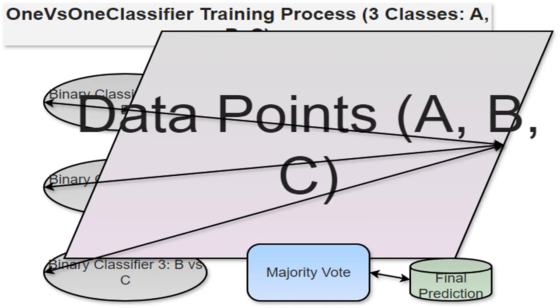This is the final outcome. After the majority vote, based on which class received the most votes from the 3 binary classifiers, that class is predicted as the final classification for a given data point. It's the conclusive answer obtained by using the 1vs1 classifier model.